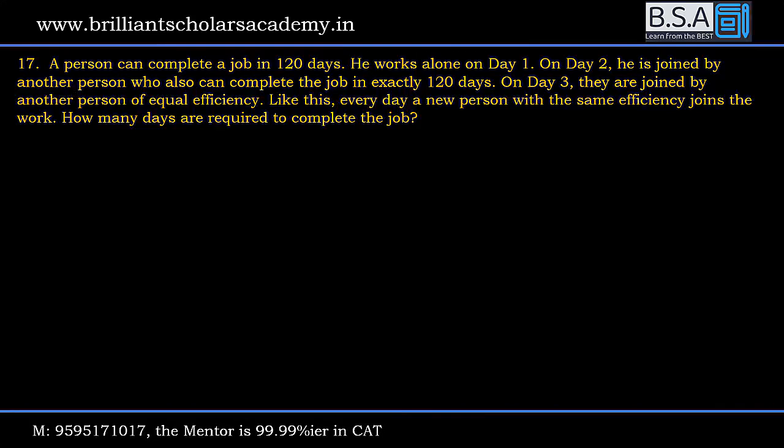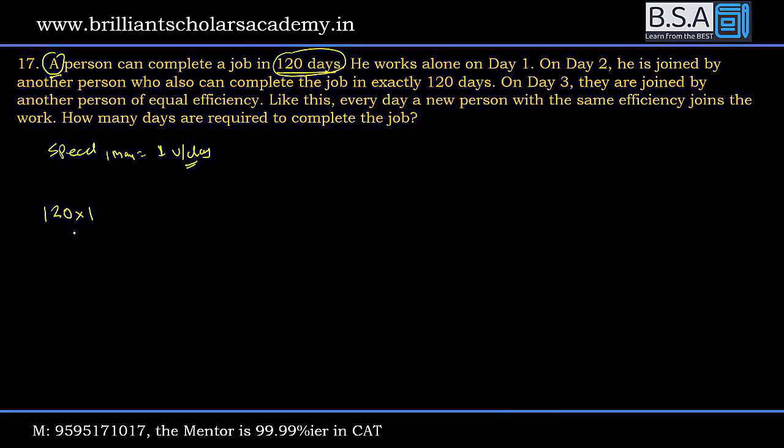In this case, we do not know the speed of an individual. The only thing we know is one person can complete the job in 120 days. So how I can start solving this question is, I am assuming the speed of one man is 1 unit. Every day, the person can do 1 unit of work. So a person can complete the job in 120 days, so I'll start by saying 120 into 1 is the work.